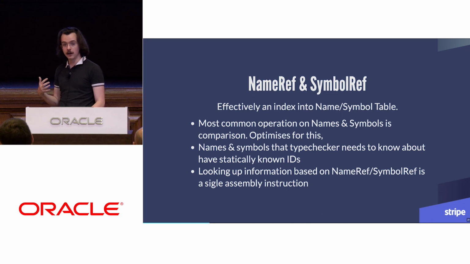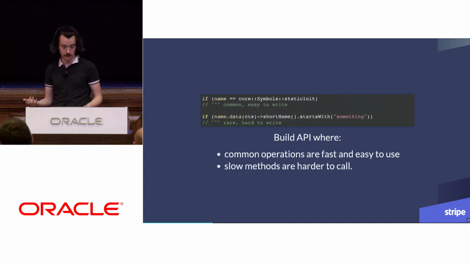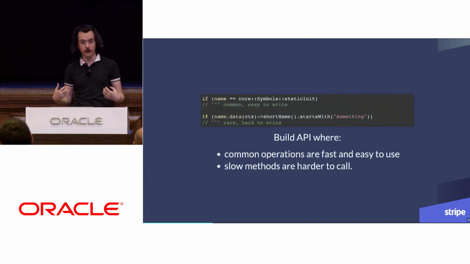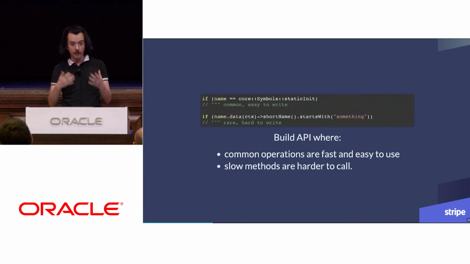Other than making them fast by implementation, you want to make sure that developers who work on this actually use fast operations. So it was super important for us to build an API where common operations are fast and easy to use, while at the same time slow operations are harder to use in a sense.